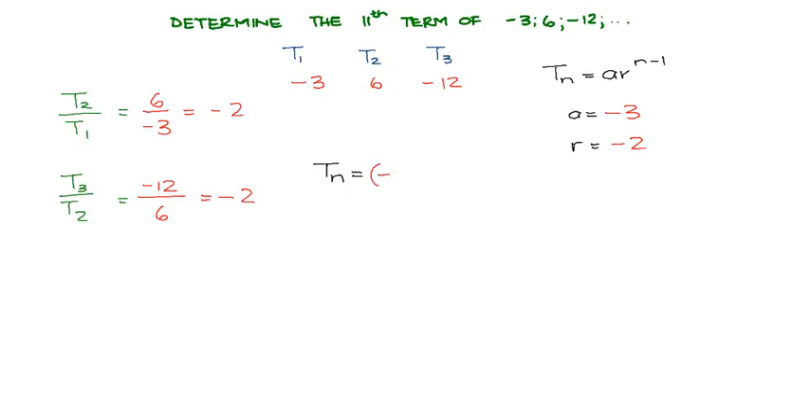I'm going to put it in brackets because it is a negative number, okay? Then it says A multiplied by R. So again, open brackets, -2. Okay, so we have -3 times (-2) to the power of n minus 1. And that's it. That is our general term for this equation.